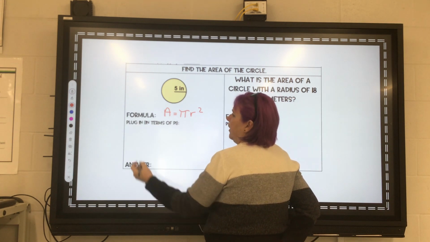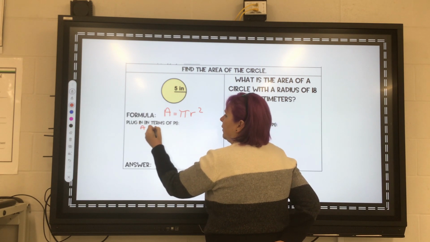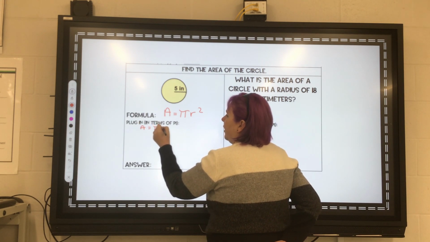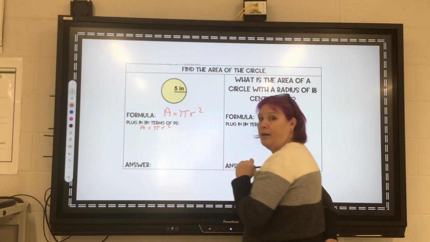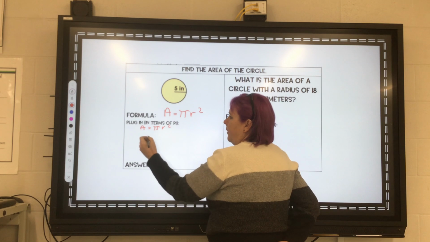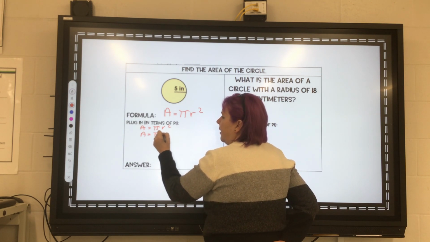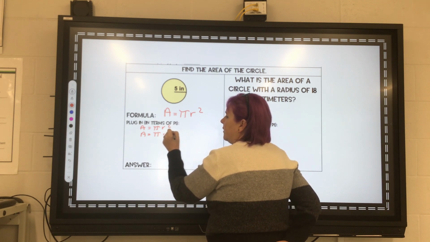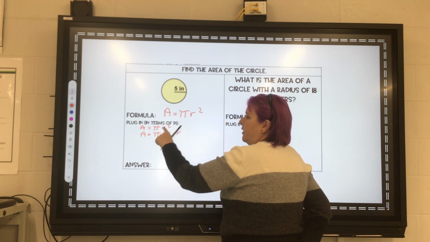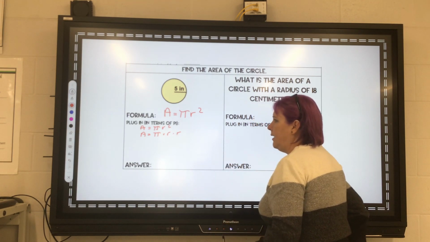So our first example, we have our formula, A equals pi r squared. We're going to leave it in terms of pi, so we start with my formula, A equals pi r squared. Yes, I'm writing it again. Then I'm going to break my formula apart: A equals pi times r times r. That's what squared means, radius times radius.